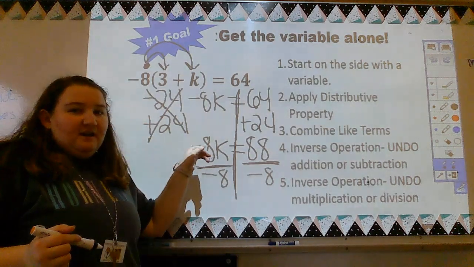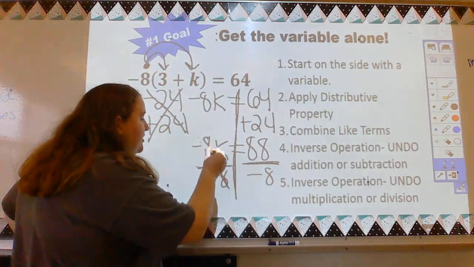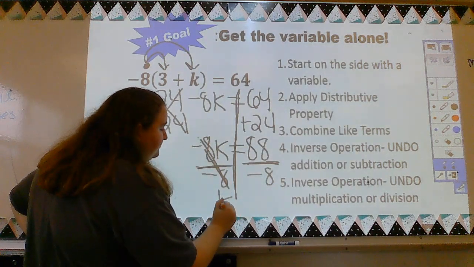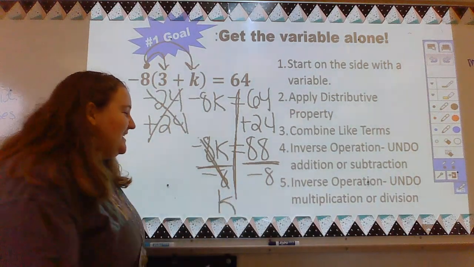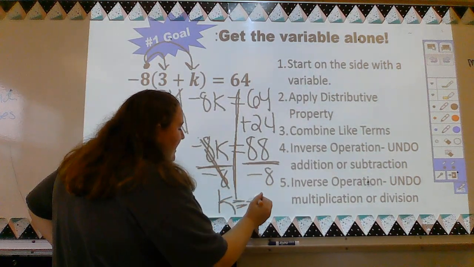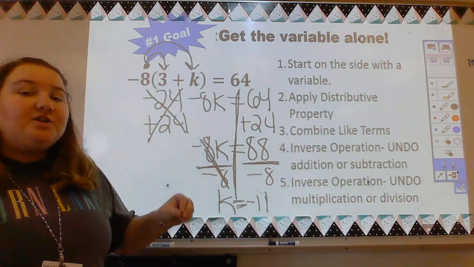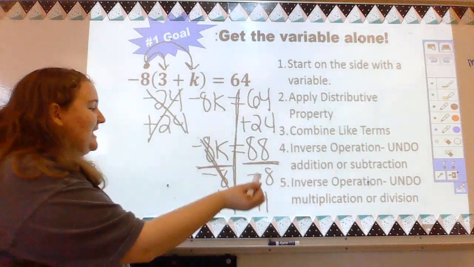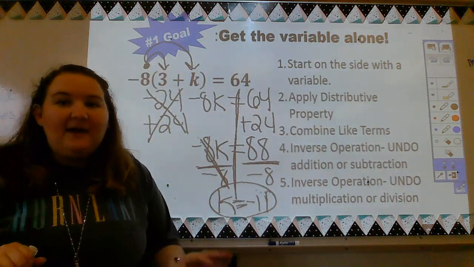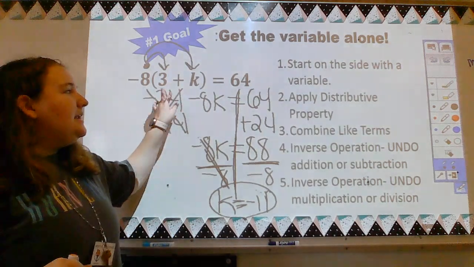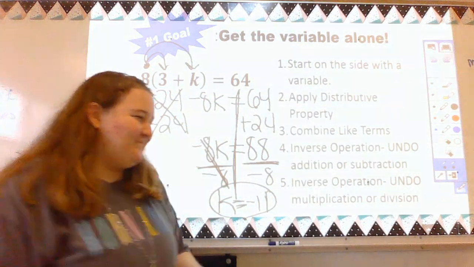Now, negative 8 divided by negative 8 is 1. This cancels and leaves me with k. Okay? And 88 divided by negative 8 is negative 11. Okay? Now, remember, if you are not sure if what you did was right, take this number and plug it back into your problem. Okay? If you plug it back into your problem and it ends up equaling 64, then you have done your problem correctly. Okay?